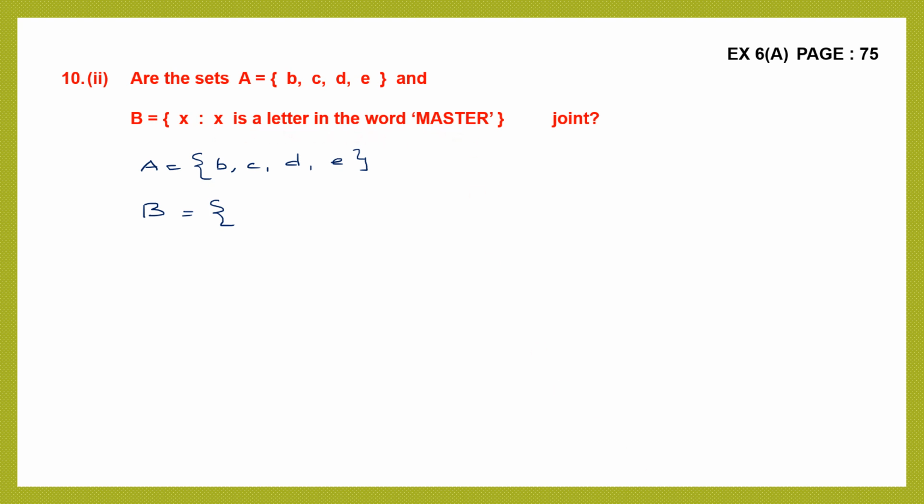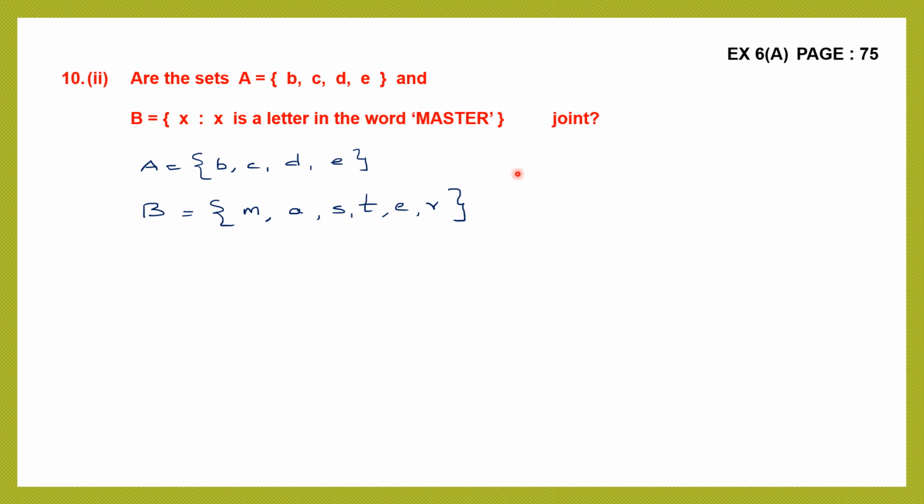So let's write it down. All letters, each letter to be written separately. M, A, S, T, E, R. So everything can be written. Nothing is repeated. So we can write all the letters.